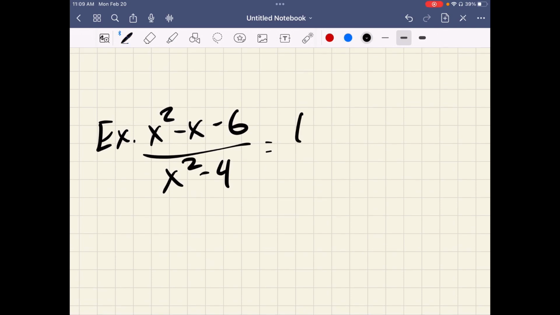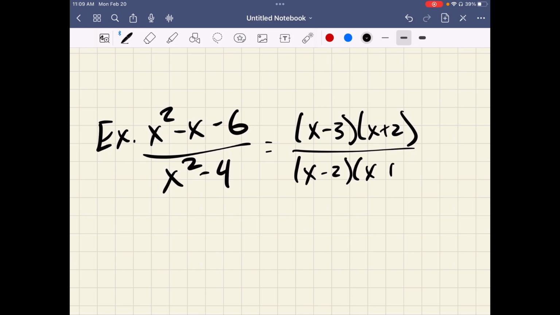We're going to factor both the top and the bottom, and I have x minus 3, x plus 2 in my numerator. Then I'm going to factor my denominator. I see it's a difference of two squares, so I got x minus 2, x plus 2. Then I'm going to find the match where I have the same factor in both the numerator and denominator. See, that's x plus 2.